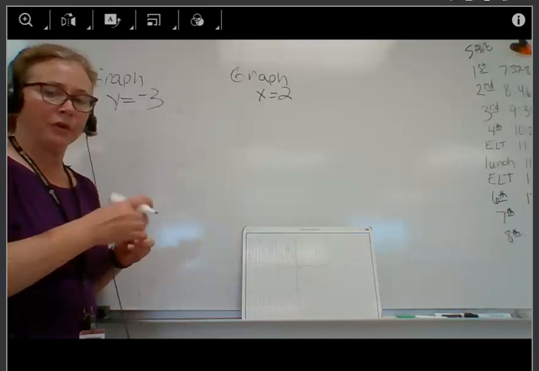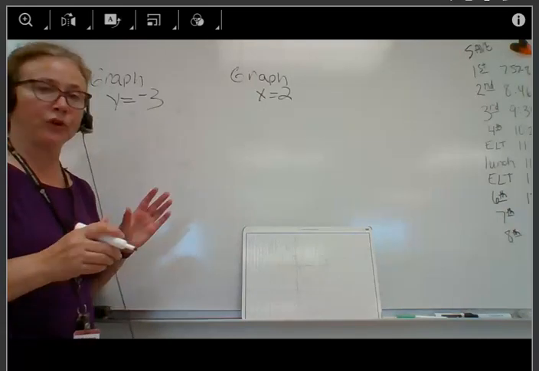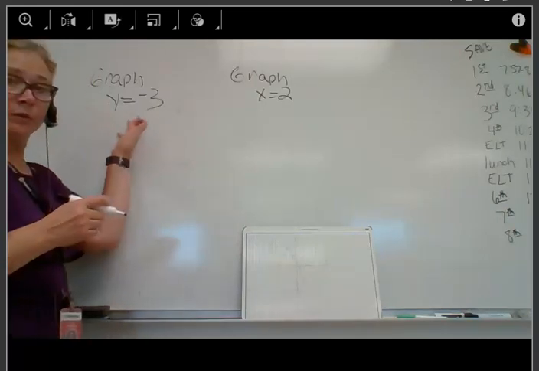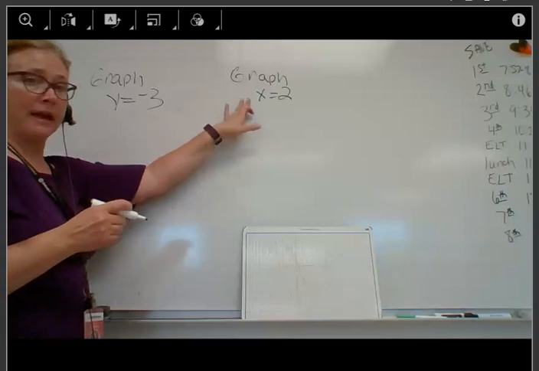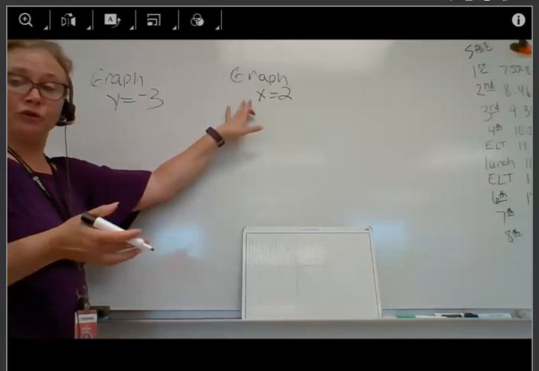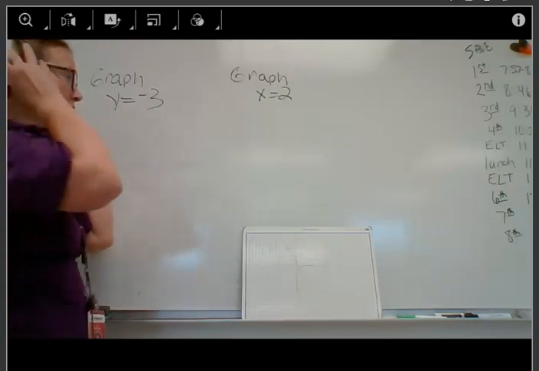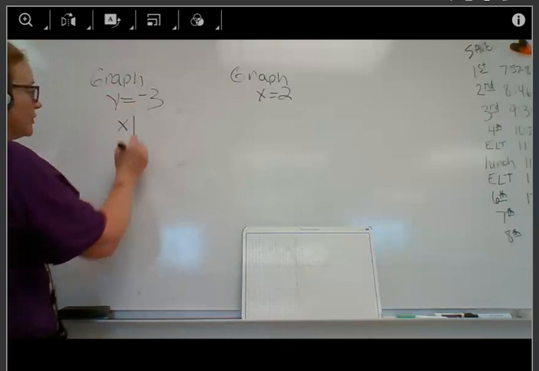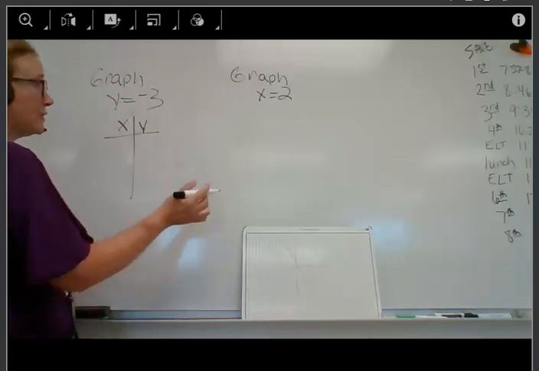Okay, today we're going to work on graphing horizontal and vertical lines. So I'm going to graph y equals -3, and I'm going to graph x is equal to 2. Usually you can make a table first if you'd like, and I would suggest that until you get used to which ones are horizontal and which ones are vertical.